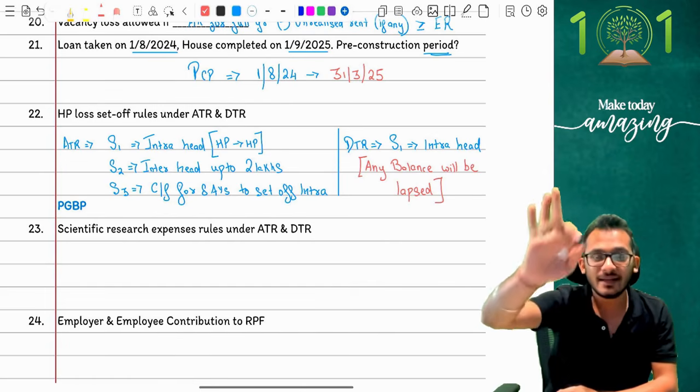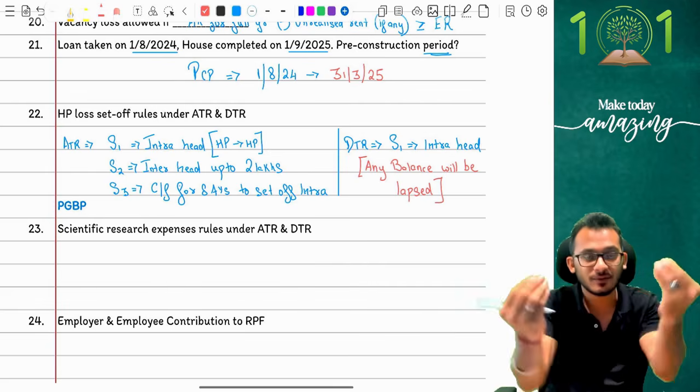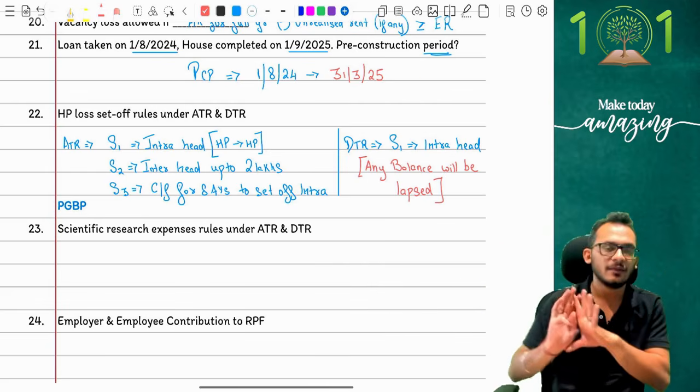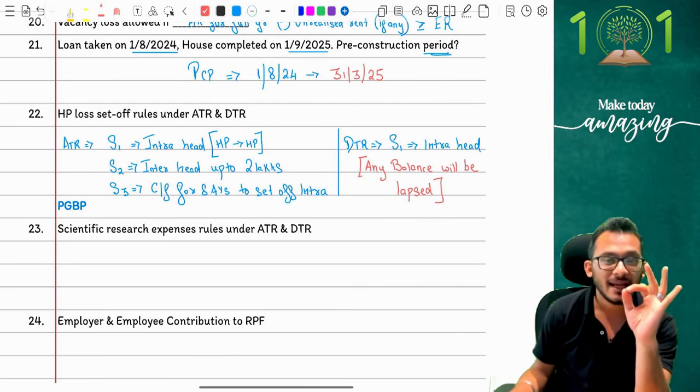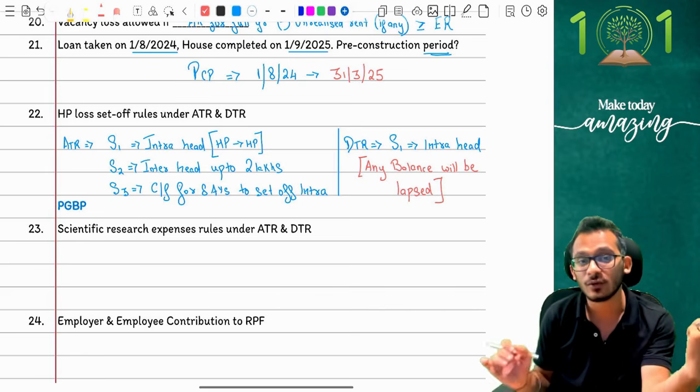In simple words, income tax has come and clarified to you that, my dear child, in DTR, if you have a loss in the current year, please, for the love of God, set it off in the current year itself. If you don't have a set off in the current year, you are neither permitting carry forwards, nor any kind of interhead set offs, which means the loss will go forever.